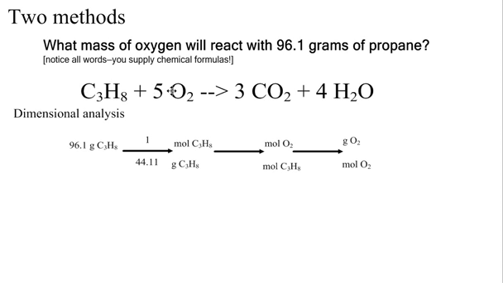And then again, we need to convert from moles of methane to moles of oxygen, so we're going to use the mole to mole ratio. So let's plug that in. It's 5 to 1. Remember, that's just the coefficients in front of the compounds from the balanced chemical reaction.